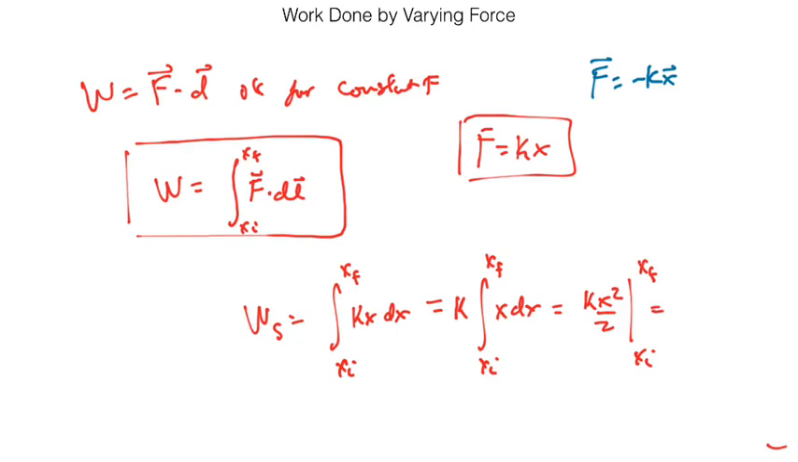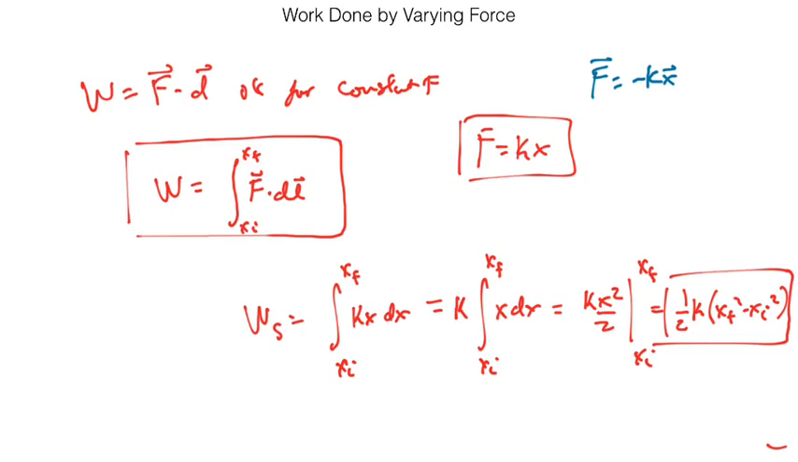And then I evaluate this, right? So this is 1/2 k x final squared minus x initial squared. So right there is the work that a spring does as it stretches from one point to another. And if our initial point is 0, oh, and by the way, for springs, you don't get to pick where 0 is. 0 is defined as the equilibrium or resting length of the spring.